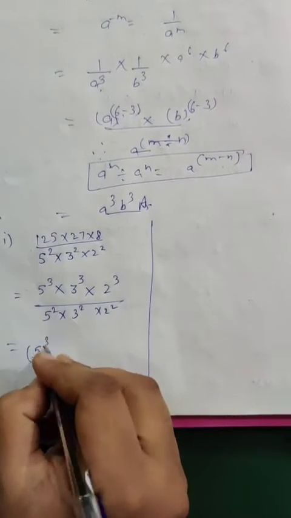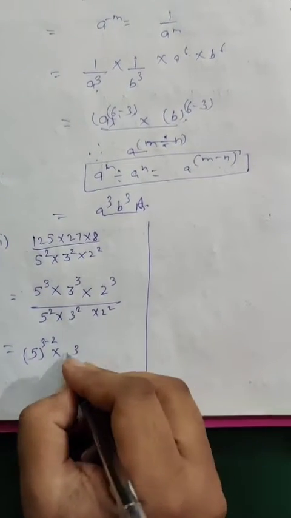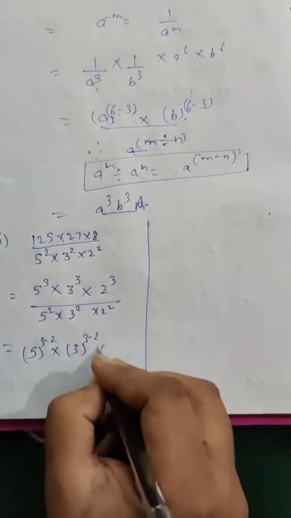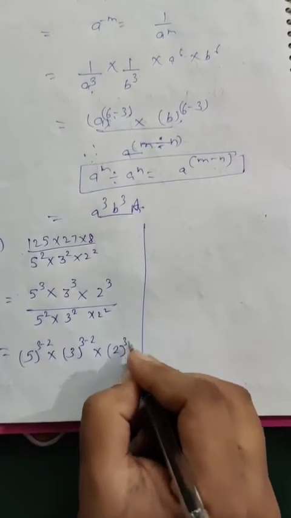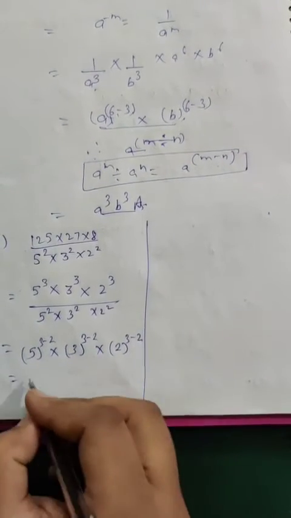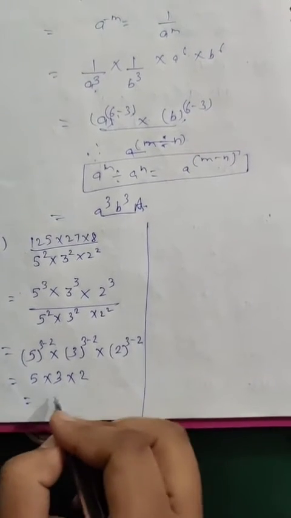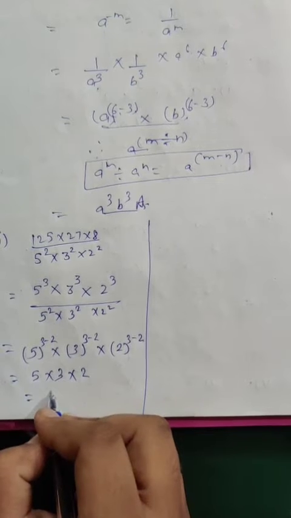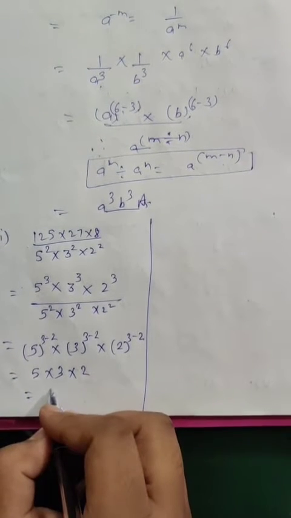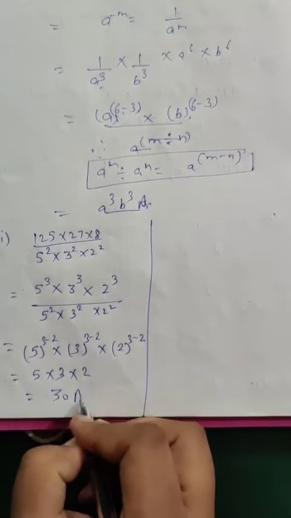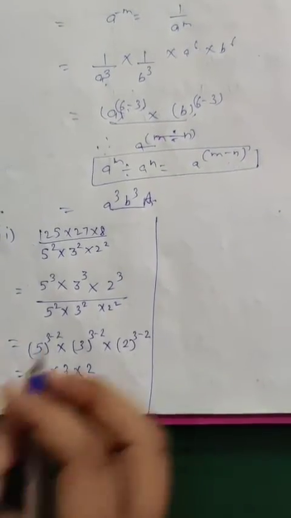5 raised to the power 3 minus 2 multiply 3 raised to the power 3 minus 2 multiply 2 raised to the power 3 minus 2. So 5 multiply 3 multiply 2, that comes out to be 5 multiply 3, that is 15. 15 multiply 2, that is 30. 30 is the answer of the second part.